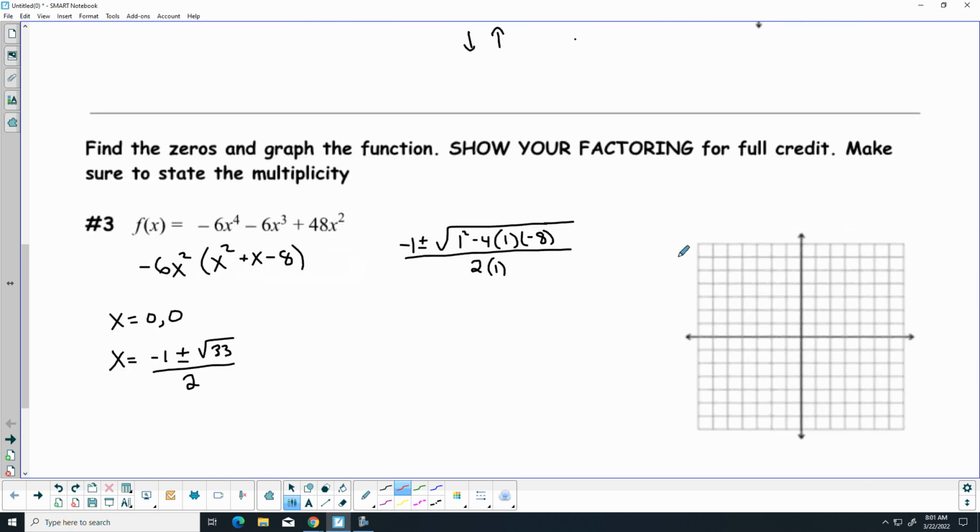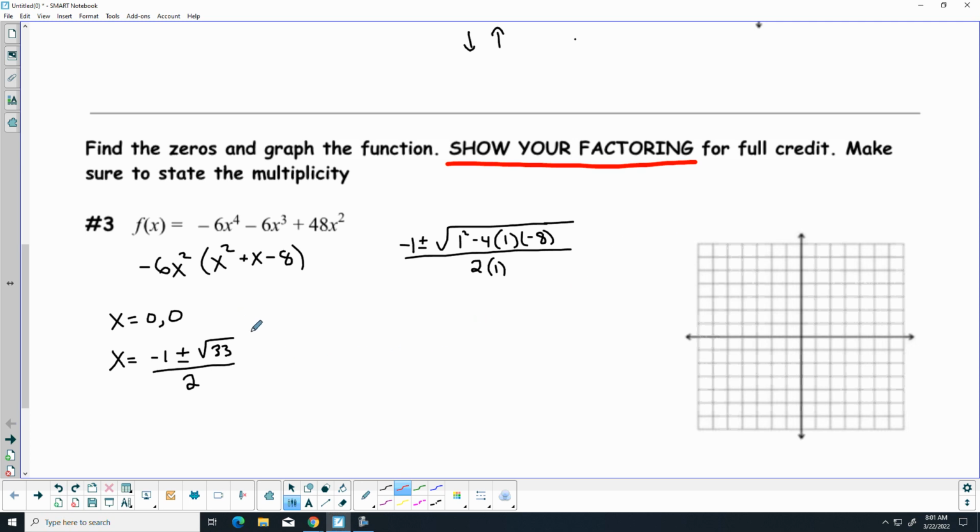All right, on number 3, we want to find the zeros and graph the function. I didn't graph it. I'll let you do that. Show your factoring for full credit. I thought that was the more important part right there.